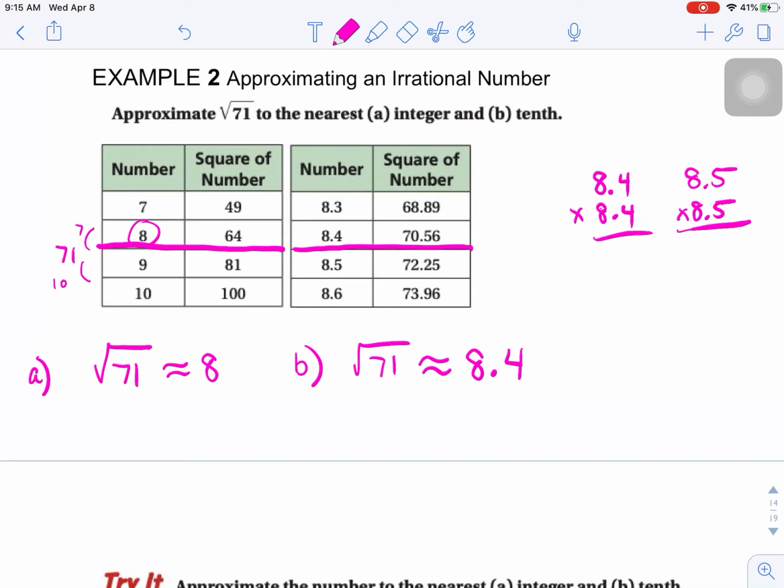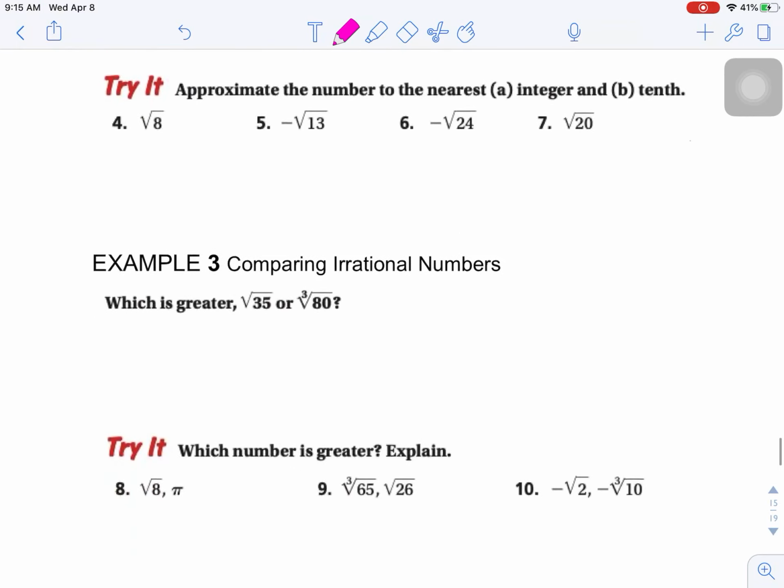But it's a little bit lower than that, so 8.4 would be a good guess to start. All right, so let's try some of these ones. Now we don't have that chart.